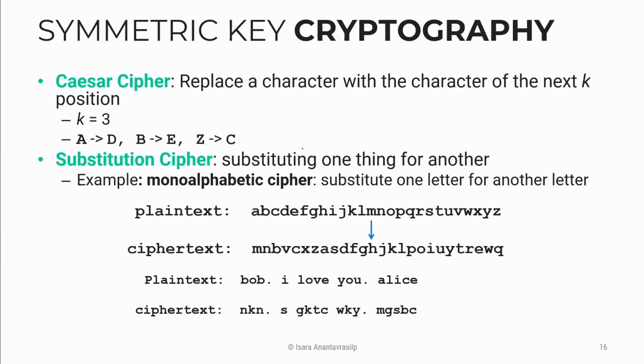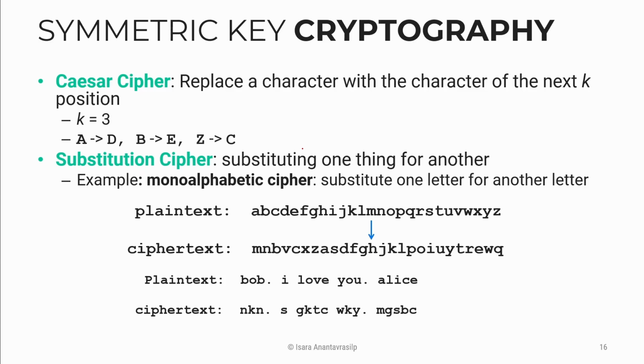Let's have a look at another example of symmetric key crypto. We have seen one already, that is the Enigma machine, and this one is called the Caesar cipher. That dates back to Roman times. The Caesar cipher is much simpler than the Enigma machine.